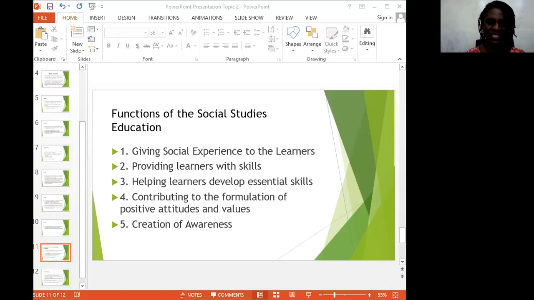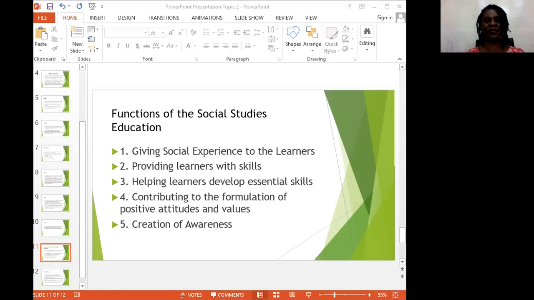I'd like to take this point again very quickly. The functions of social studies are: one, giving social experience to learners. The second, providing learners with skills. The third, helping learners develop essential skills. And what are these skills? Who can tell us the essential skills that help learners develop? We said critical thinking skills, problem solving skills, and finally, decision making skills.